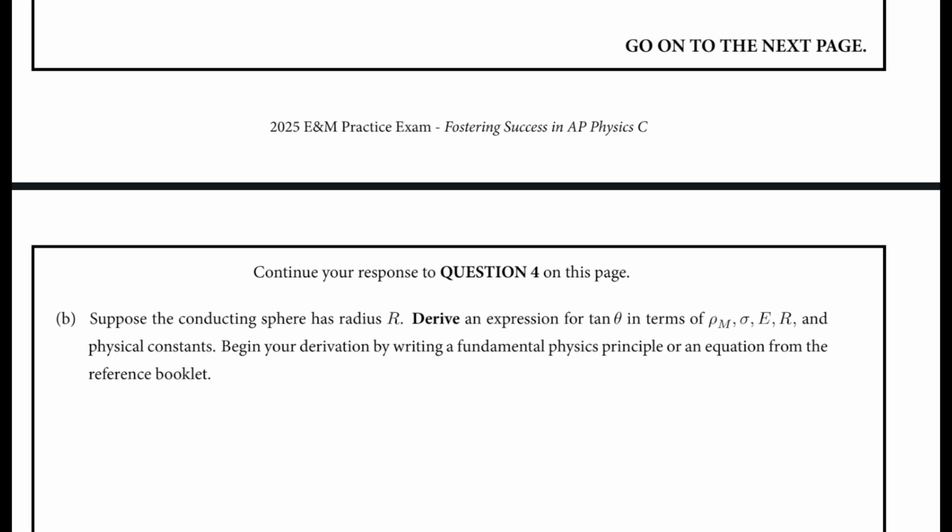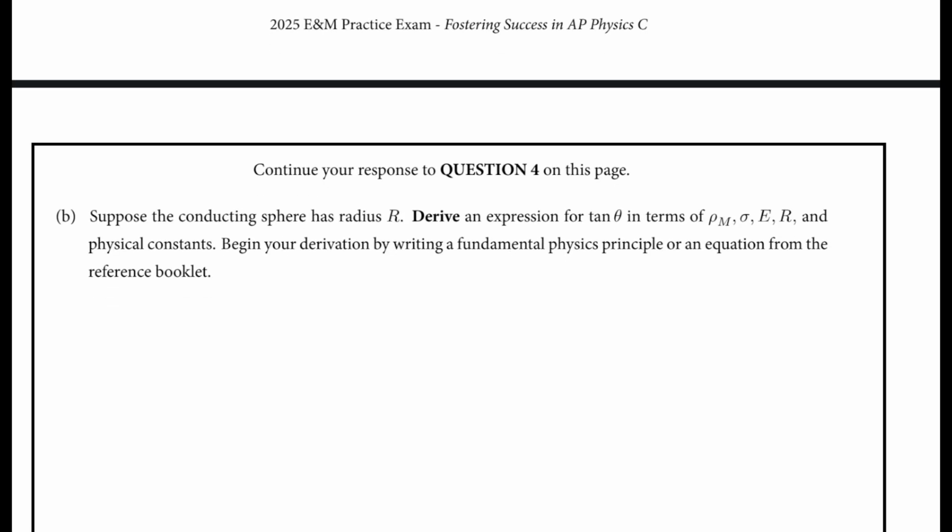Now, for the part 2, quantitative, where we actually have to derive an expression for something. So suppose the conducting sphere is radius r, derive an expression for tan theta in terms of, I made this joke in class, so I'm going to just say it again. In terms of, we got the whole fraternity here. We got theta, rho, sigma, all of that.